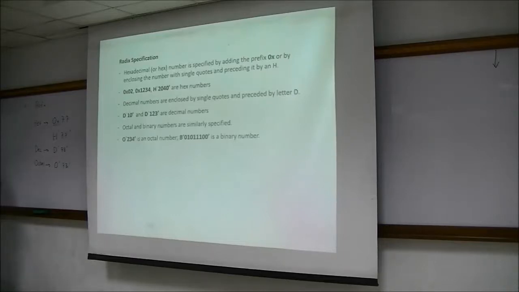So for octal, use capital O. For decimal you use capital D. For hexadecimal it is capital H or 0x. Most of the time we will use this convention. This one, yes, whenever you want to use decimal. This one, no, we don't use it often. This one is optional, but most of the time we tend to use this. And for binary, use capital B.